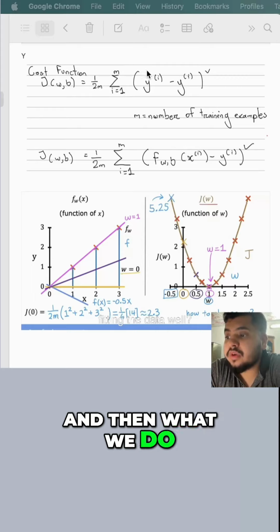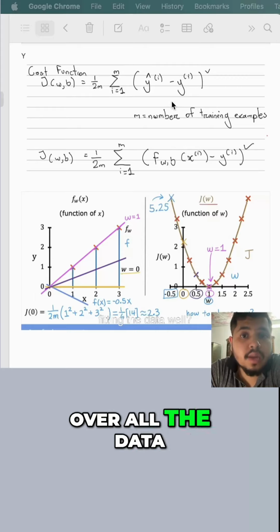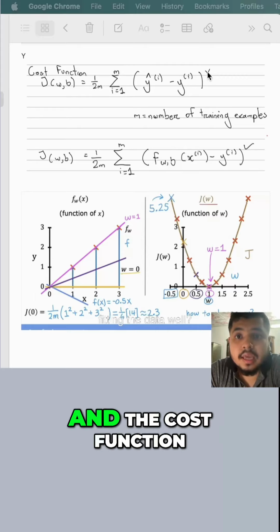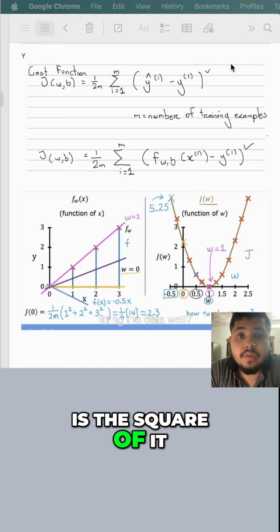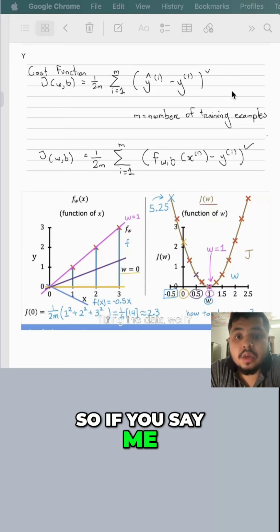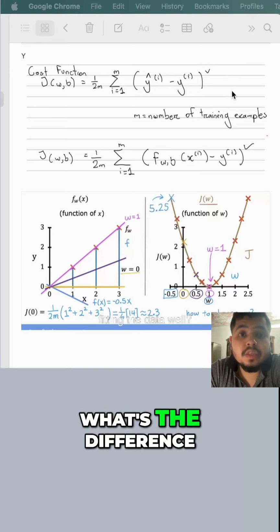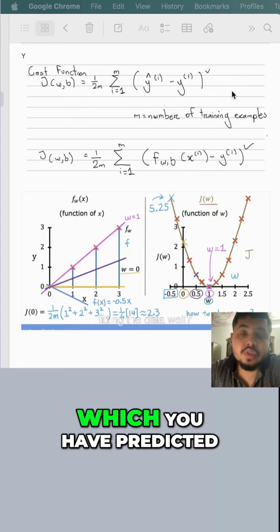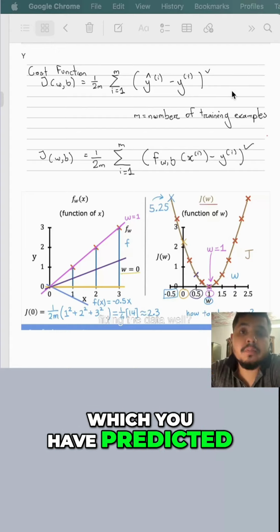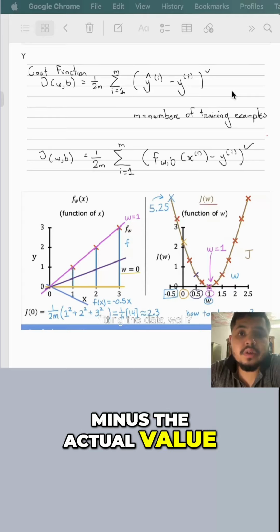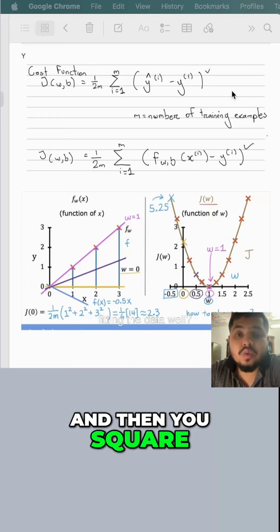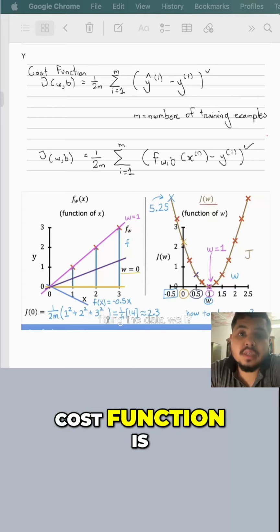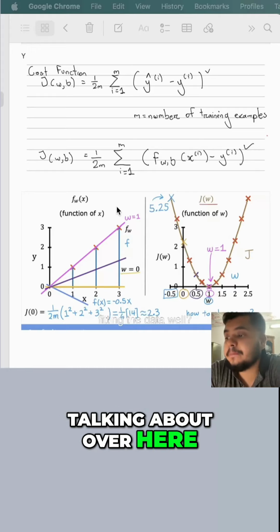And then what we do is we iterate over all the data sets we have got, and the cost function is the square of it. So if you ask me, what's the difference between the value you have predicted minus the actual value, and then you square it up, the cost function is exactly what we are talking about over here.